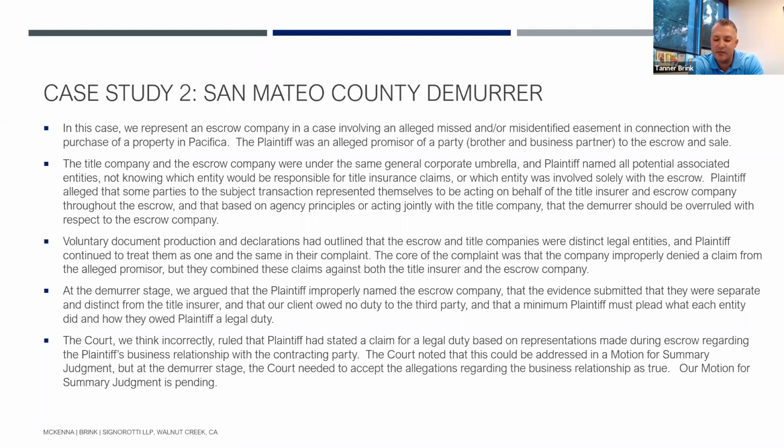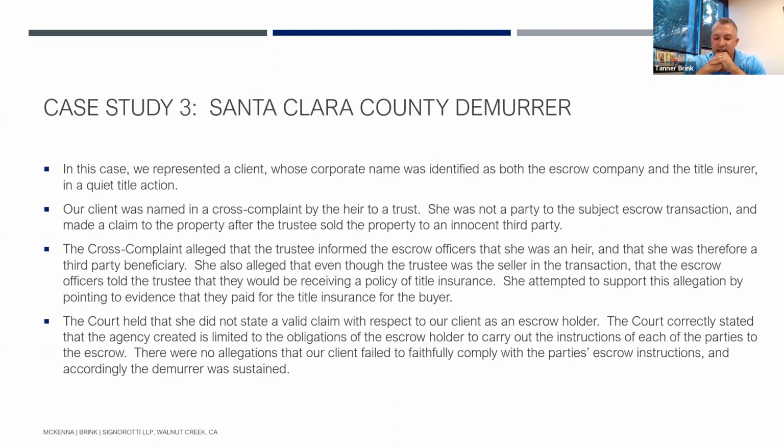The final case I briefly want to go over was, I believe that was San Mateo. I'm sorry, the last one was San Mateo. This one's Santa Clara. In this case, we represented a client whose corporate name was identified as both the escrow company and title insurance company. It was a quiet title case. Our client was named in a cross complaint by the heir to a trust. She was not a party to the subject escrow transaction.